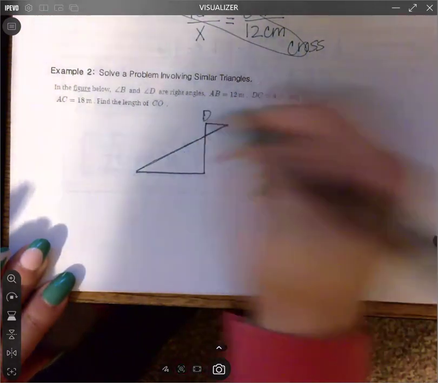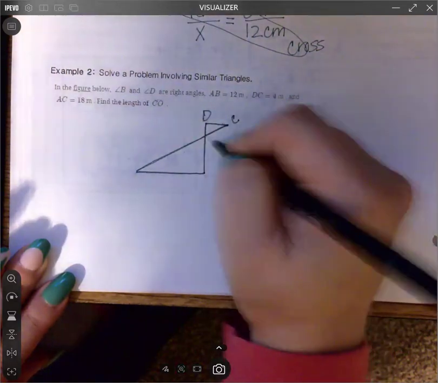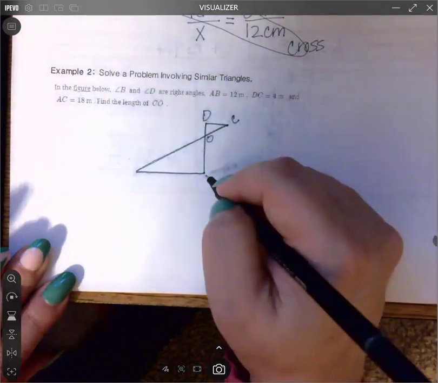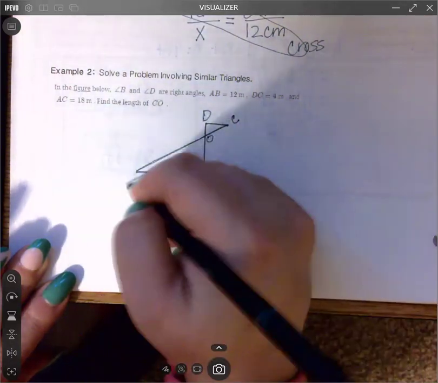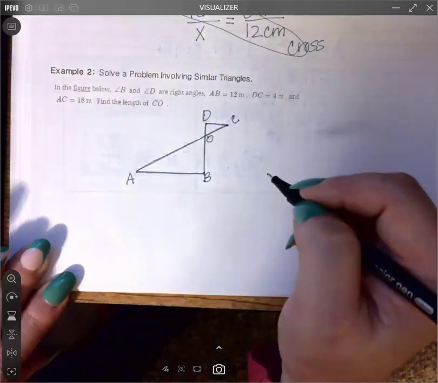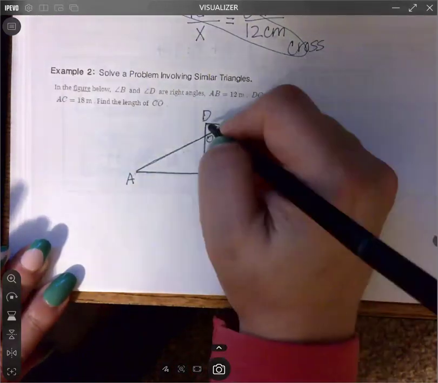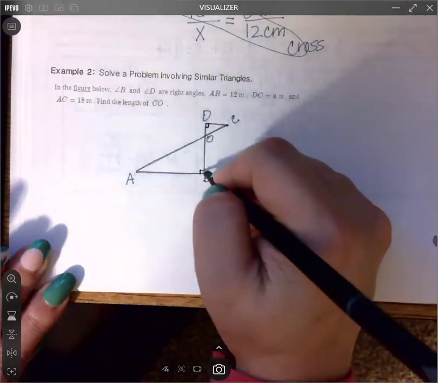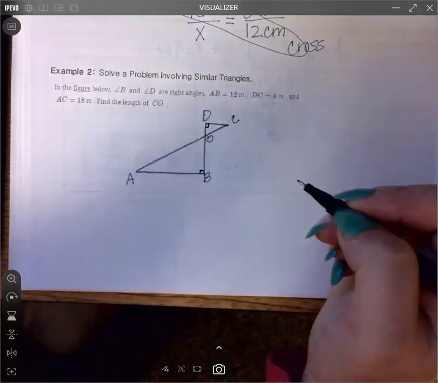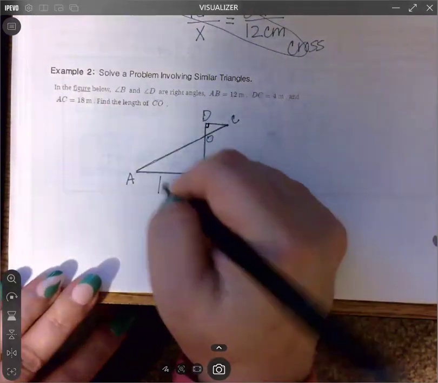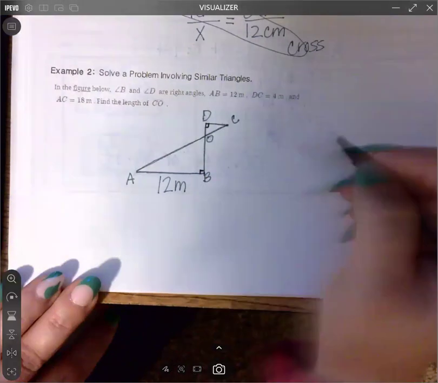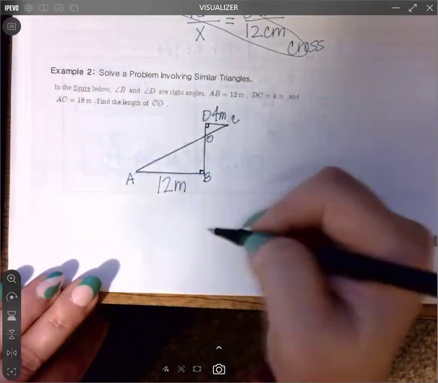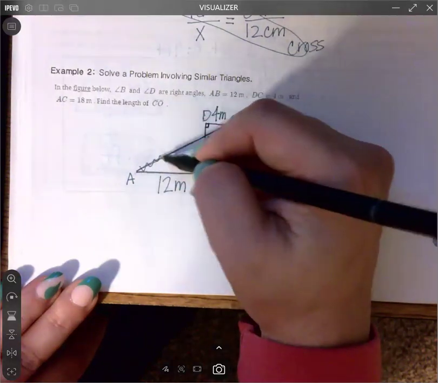So D, C, O, this is B, and this is A. So B and D are right angles. So I'm going to put in the little box to show a right angle. AB is 12 meters. DC is 4 meters. And then AC is 18 meters.